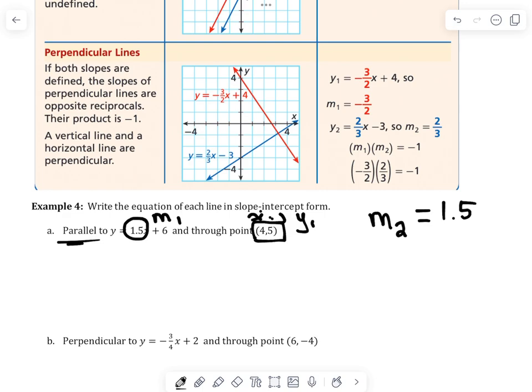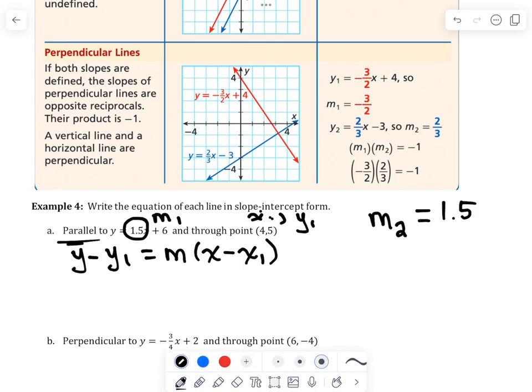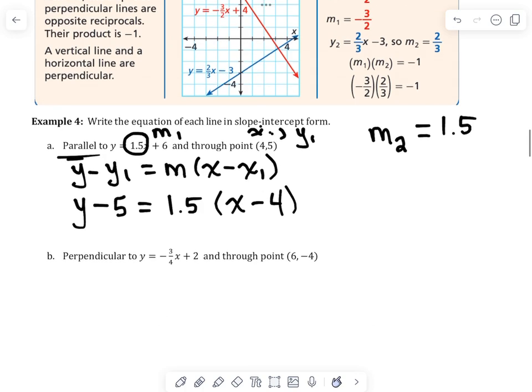So we're going to go ahead and use point slope form. y minus y sub 1 equals m quantity x minus x sub 1. And then we substitute that point and slope in. So our point: y minus 5 equals 1.5 quantity x minus 4. And now we convert it to slope-intercept form. So we need to distribute that 1.5 into both terms of that parentheses.